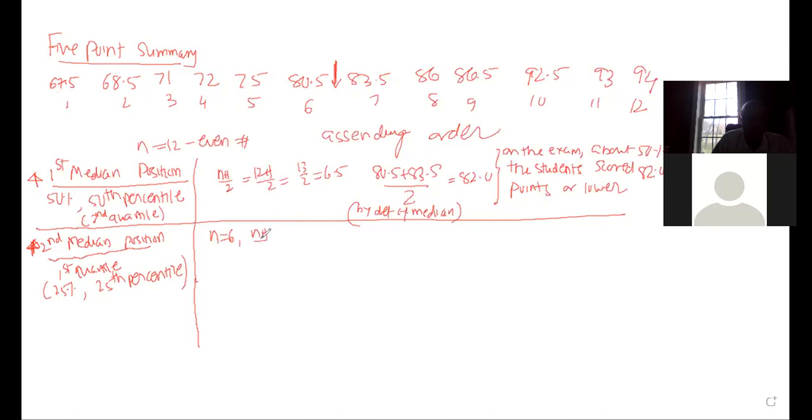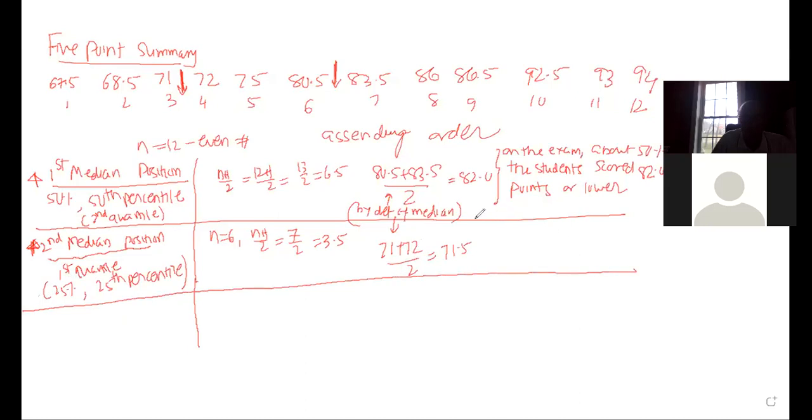So (n plus 1) by 2 is equal to 7 by 2, and 7 by 2 is equal to 3.5. And 3.5 is somewhere over here. That means I'm going to take, by the definition of median, here and here, 71 plus 72 divided by 2, and that is equal to 71.5. So the meaning is, on the exam, about 25% of the students scored 71.5 points or lower. Then I would like to go for the third median position.